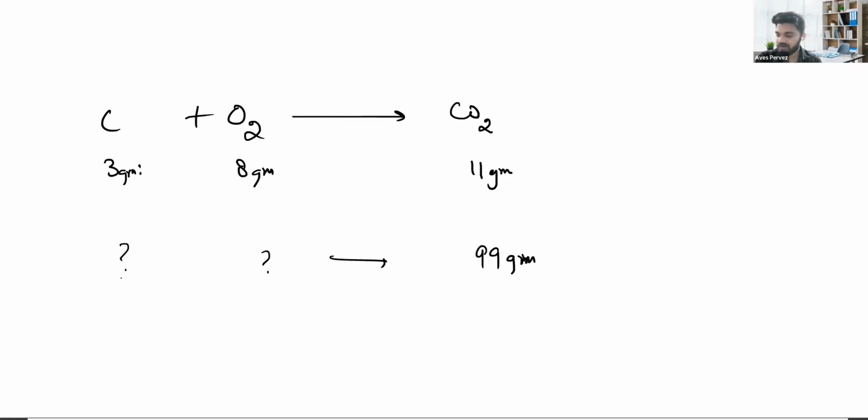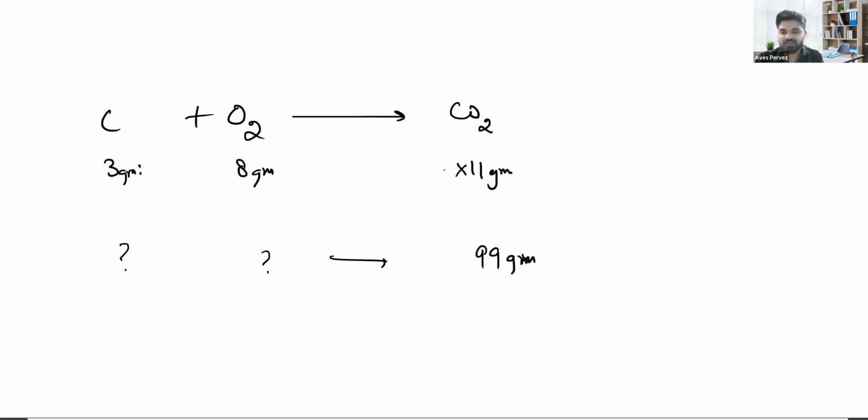Rumaisa, you are not answering any question. One second, sir. Sir, do we multiply the 3 and 8 ratio by 99? No, by 9. Yes, we have to multiply by 9.